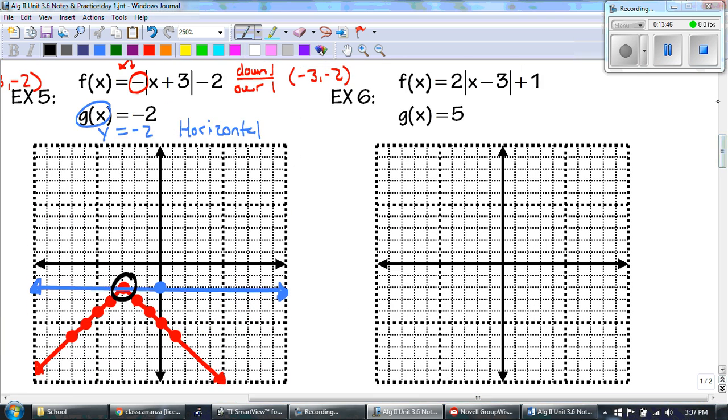Okay, so let's do the same thing. The number out front tells us that I'm going to go up 2 over 1, and then my vertex is 3, 1. So at 3, 1 is where I start. Up 2 over 1, up 2 over 1, up 2 over 1 in both directions. Use your straight edge.